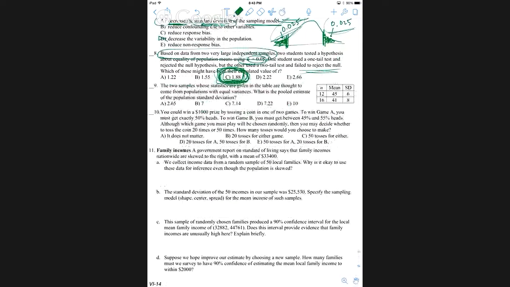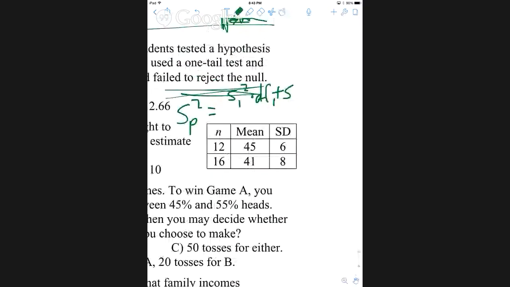So number 9, there's a crazy formula for this, which I didn't go over in my class. It looks like this. S pooled squared is equal to S1 squared times the degrees of freedom for 1, plus, let me zoom in here so you can see what I'm doing, plus S2 squared times the degrees of freedom for 2, divided by the degrees of freedom for 1 plus the degrees of freedom for 2.